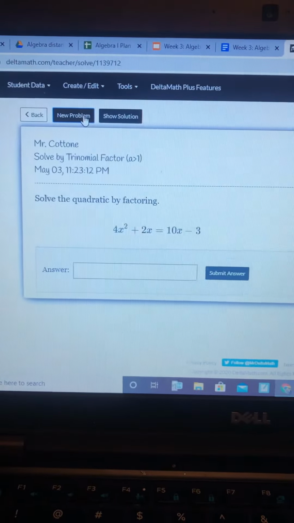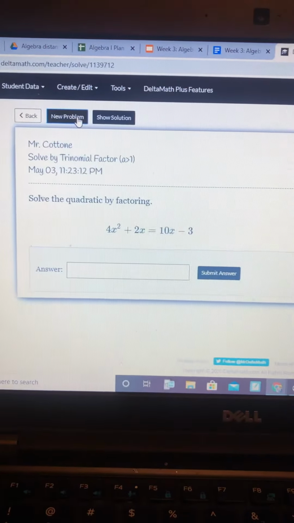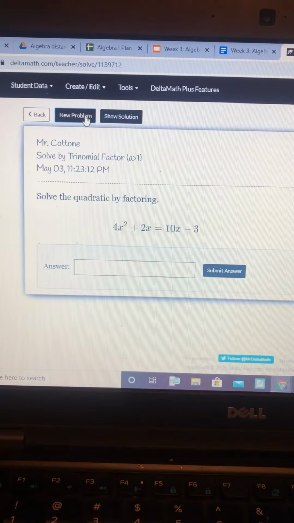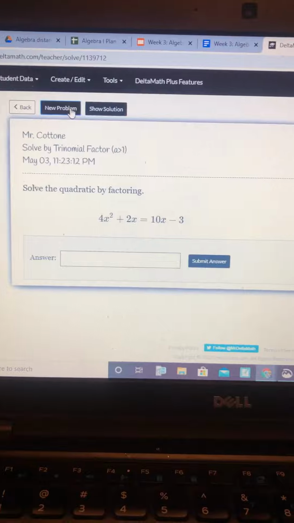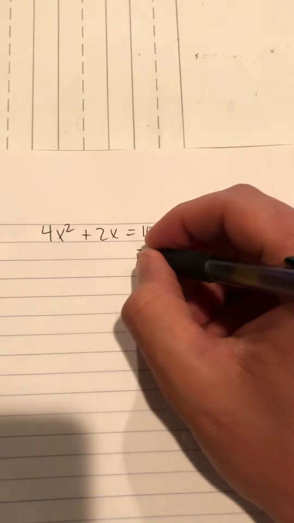This video will demo a problem under the title Solve by Trinomial Factoring, a is greater than 1. We've been asked to solve the following quadratic equation: 4x squared plus 2x equals 10x minus 3. In order to do this, we need to make this side say equals 0.